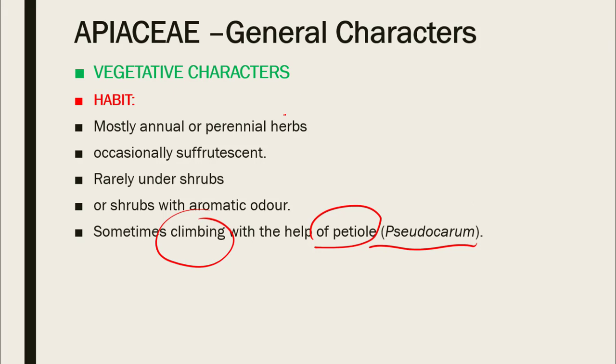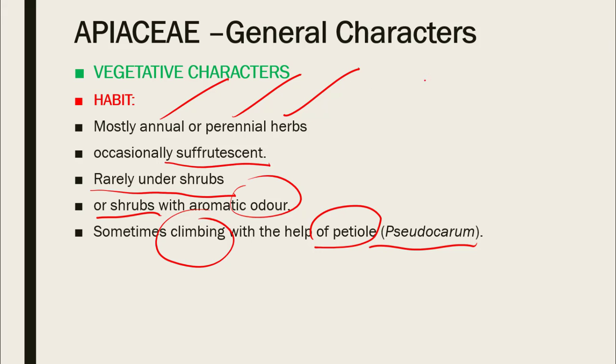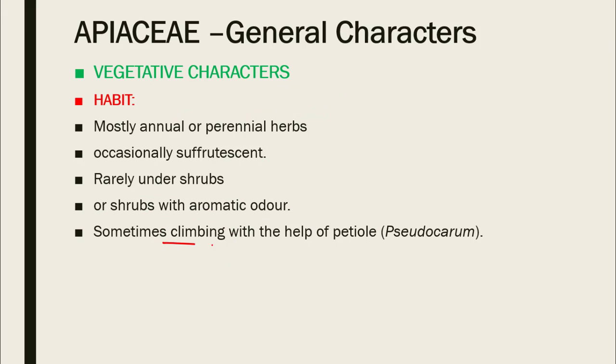So mostly they are herbs, annual or perennial, also biennial. Sometimes their stem or habit may be suffrutescent, woody below and herbaceous above. There are also undershrubs and shrubs with aromatic odor, and we also find some climbing plants like Pseudocarum. So this was the discussion of the habit.